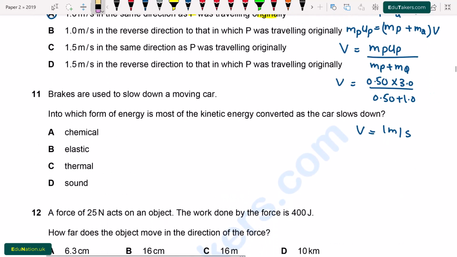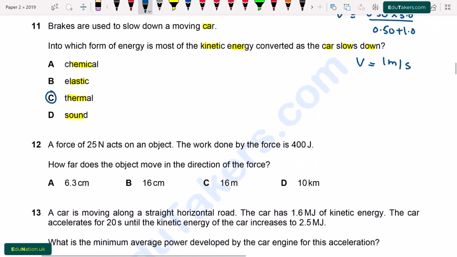Question number 11. Brakes are used to slow down a moving car. Into which form energy is most of the kinetic energy converted as the car slows down? So when the brakes are applied, all of the kinetic energy is converted into heat energy. Now we see the options. Option A, chemical, B, elastic, C, thermal, D, sound. So this is basically the thermal energy, which is also called heat energy. So option C is correct.